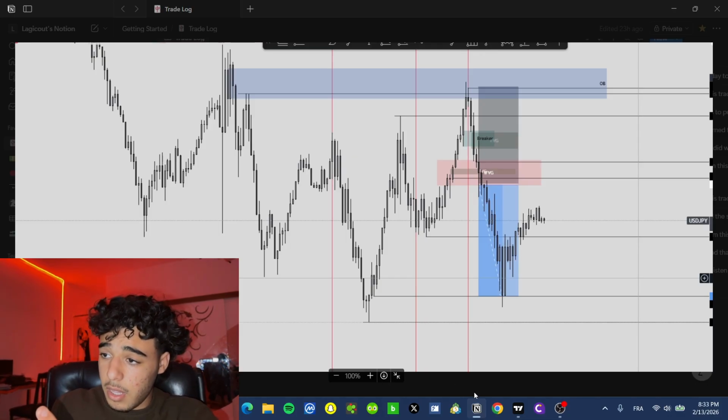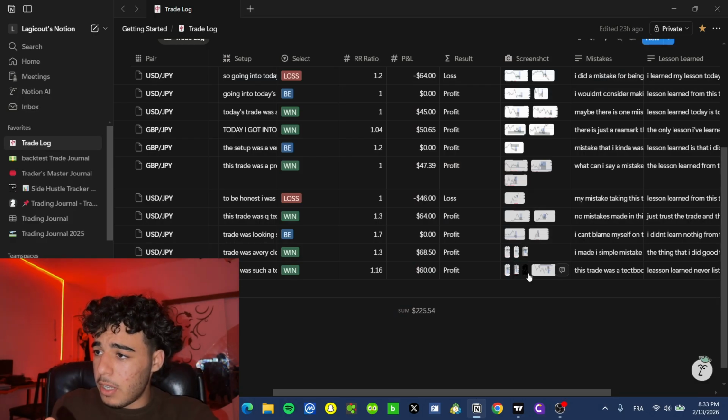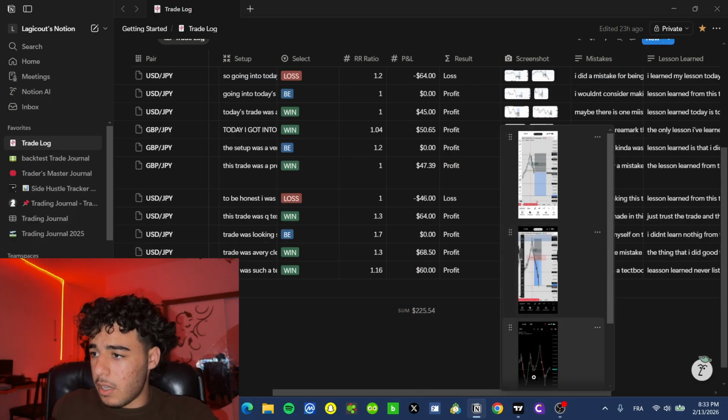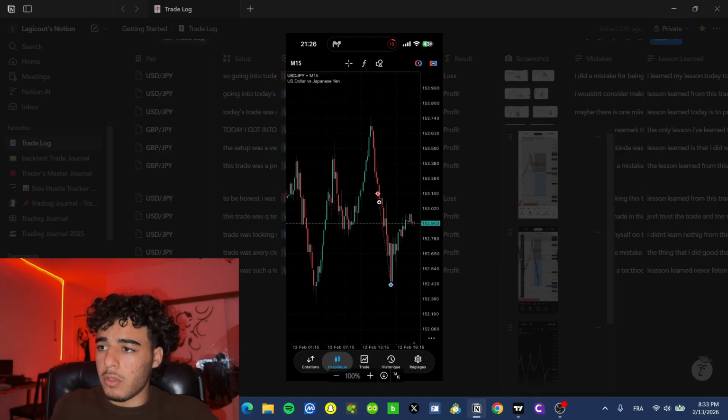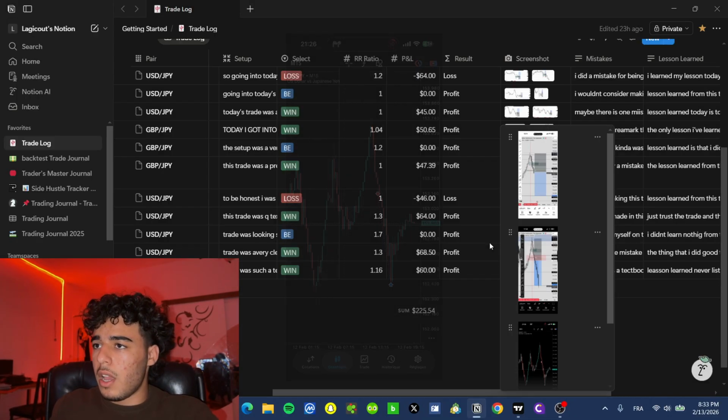So I took those lows, and literally price, as you guys can see right here, I'll show you the screenshot from my MetaTrader. I entered right here and I closed the trade literally right here, and that was it.